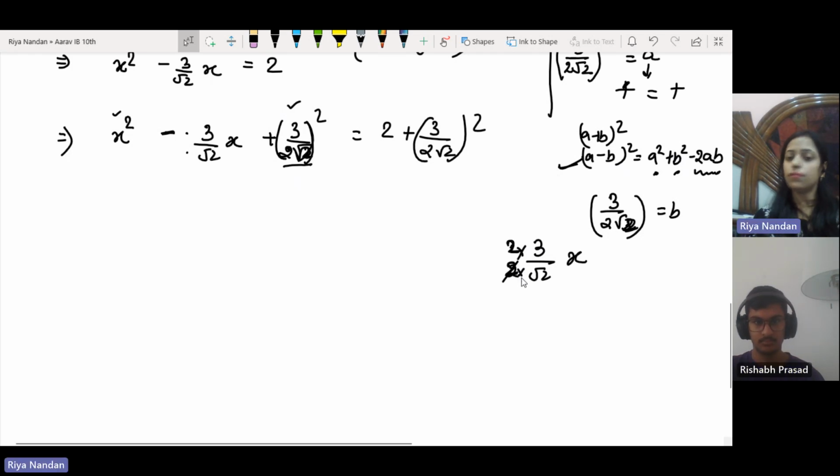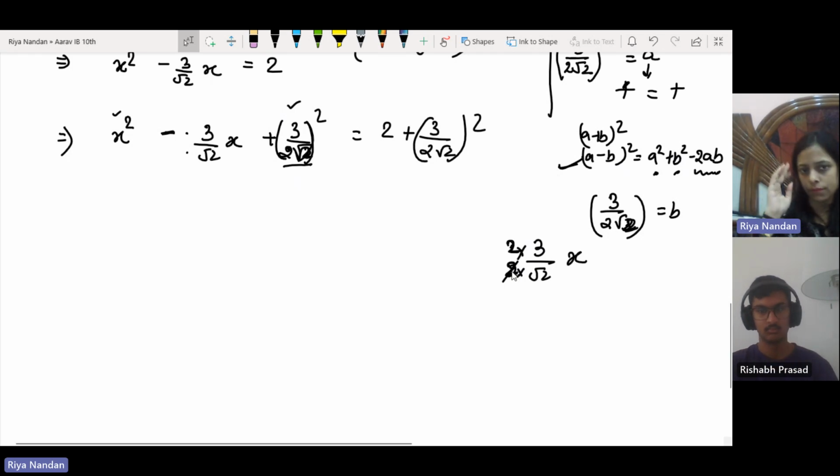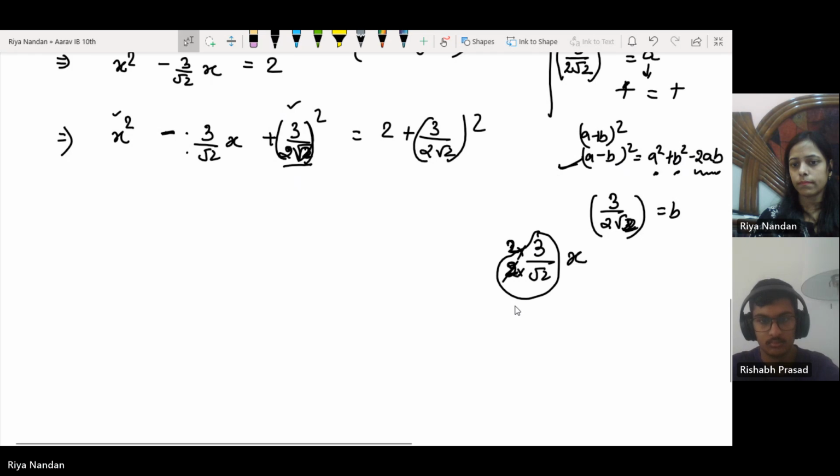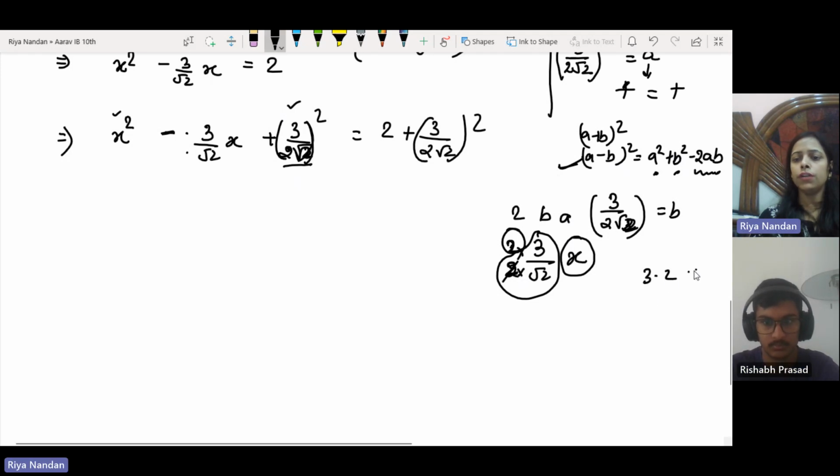Correct. So what we are doing, we have to multiply and divide by 2. Imaginary, what we have to do is imaginary. So this is our b, this is our a, and this is 2. So the formula is 2ab. 3 into 2 into 5, or 5 into 3 into 2, the value would be the same.